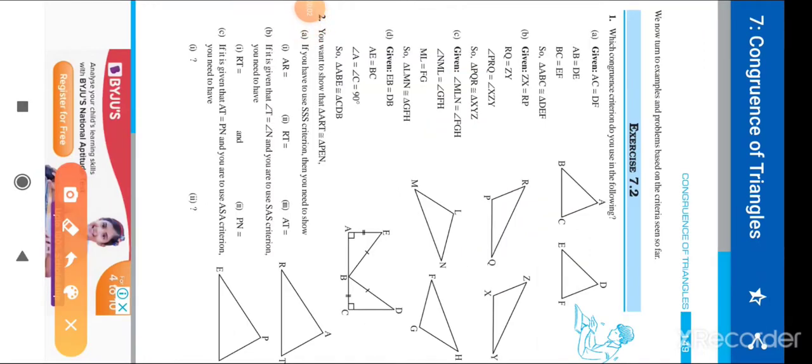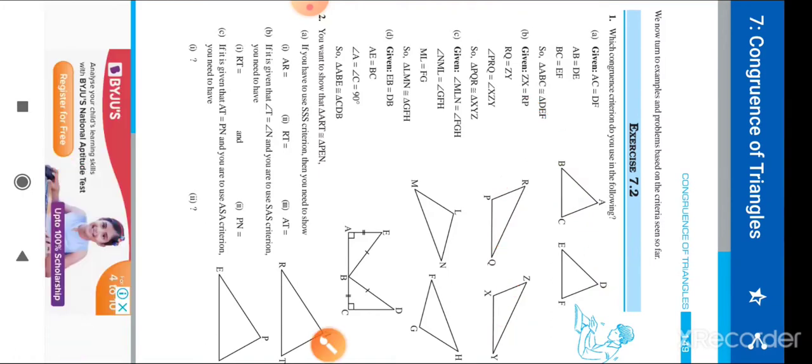The B part of the question is, ZX is equal to RP, RQ is equal to XY, and angle PRQ is equal to angle XZY. So you can see here that two sides and one included angle of triangle PRQ are equal to the two sides and the angle included between them of triangle XZY. So here triangle PQR is congruent to triangle XYZ under the SAS criteria.